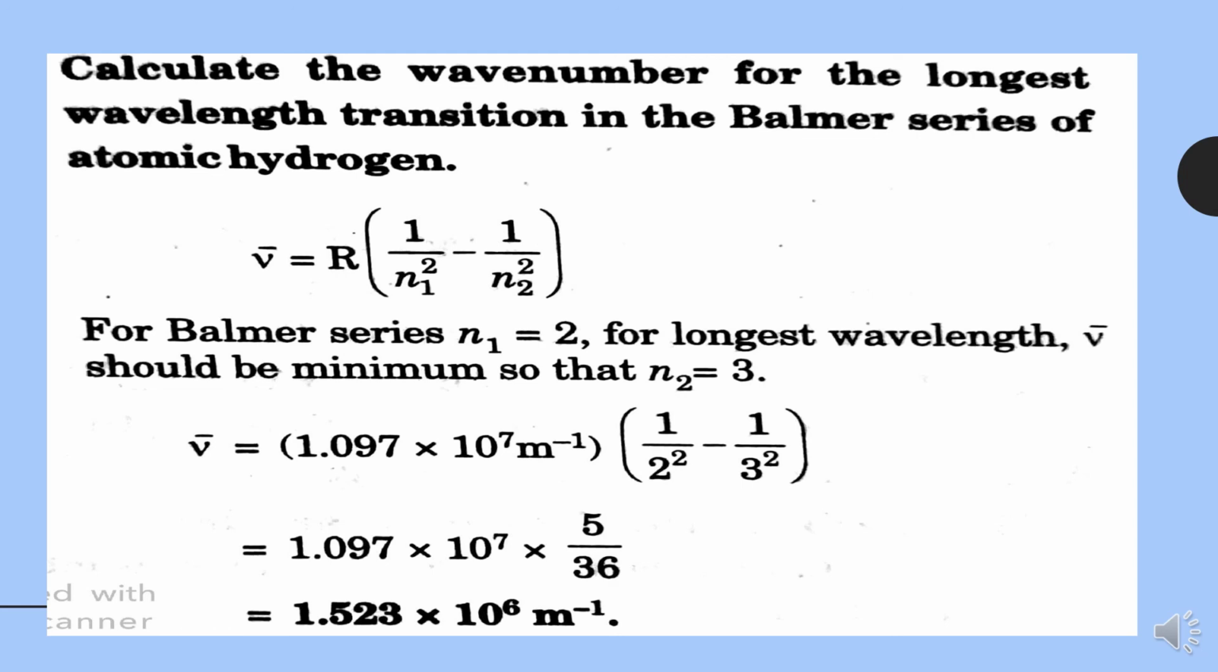So here you will use the same Rydberg formula, and the R value you know. For calculating answers directly in meter, you can also use the value of the Rydberg constant in meter. And n1 for the Balmer series will be 2, and the longest wavelength transition is the smallest transition, always remember that. For that, n2 will have the value 3. So put n1 = 2 and n2 = 3 and solve, and you can get the answer 1.523 × 10^-6 meter inverse as the wave number of the longest wavelength transition.